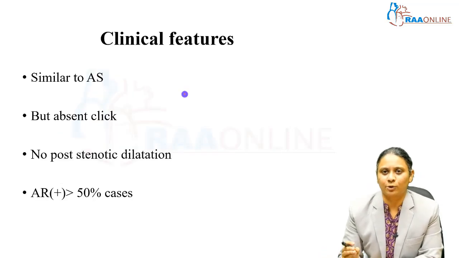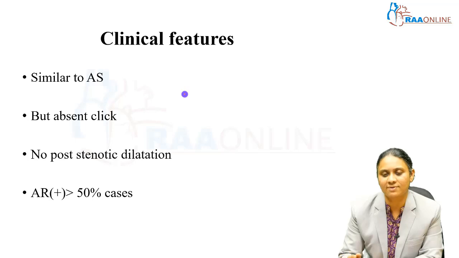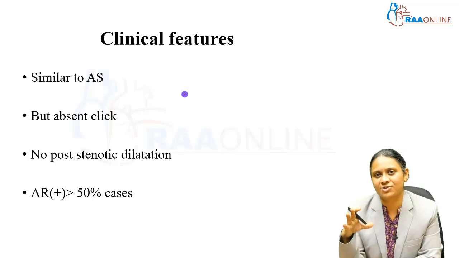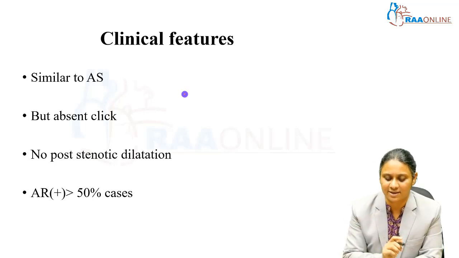Clinical features, to keep it simple: the features are similar to aortic stenosis, but two major differences are there. There is no ejection click, unlike aortic valvular stenosis seen in bicuspid aortic valve, and there is no post-stenotic dilatation unlike bicuspid aortic valve, because in syndromes like bicuspid aortic valve and Marfan syndrome, there is intrinsic tunica media disease resulting in dilation of the aorta, which is not seen here.